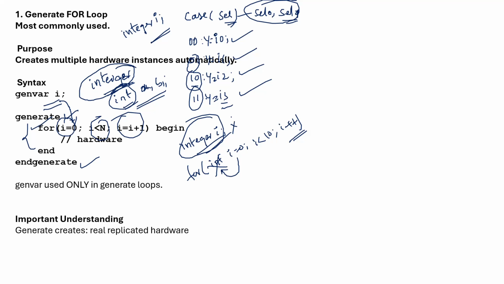Remember, I told you many times. Just go to the data types and listen to whether I have explained that or not. You can check that. So this is the generate loop, for replicating real hardware multiple times. For that we are using this generate block.